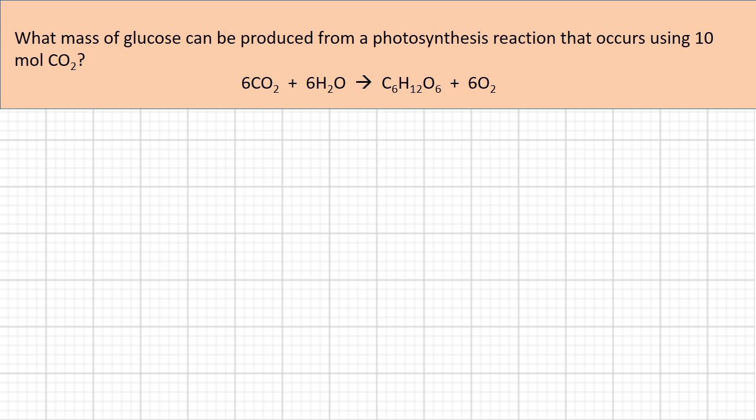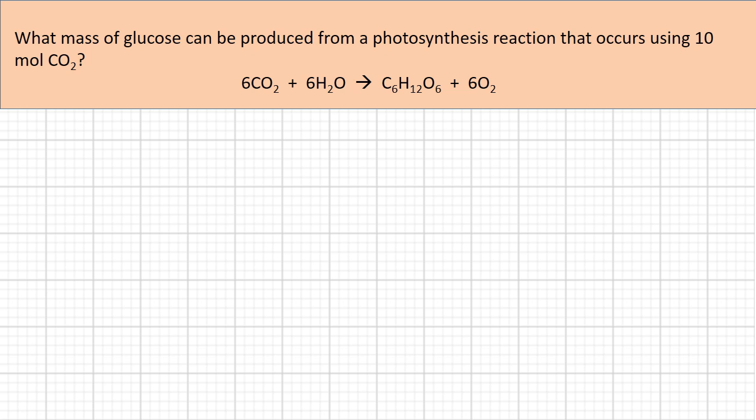Next question. Hey, look, it's a little bit of biology. Nice. So the question says, what mass of glucose can be produced from a photosynthesis reaction that occurs using 10 moles of carbon dioxide? Now, very kindly, the balanced equation was given to you. And by the way, if you ever took biology with me, I did show you a balanced equation of this. I didn't ever actually ask you to remember the coefficients, but certainly you should remember the formula. So it shouldn't be too unfamiliar to you.